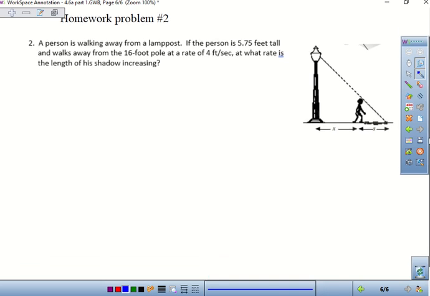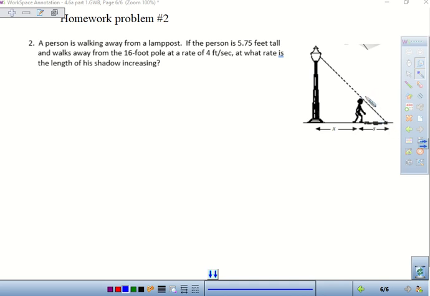So it says a person is walking away from a lamppost. If the person is 5.75 feet tall and walks away from a 16-foot pole at a rate of 4 feet per second, what is the rate at which his shadow length is increasing? So this is the pole. This is the person. This is his distance from the pole, okay, which can change. That could be distance from pole. This is the shadow's length, which changes proportionally to everything else.